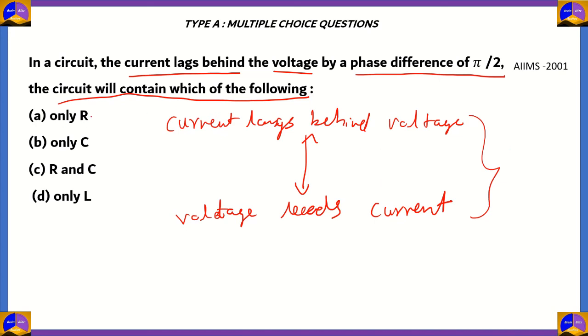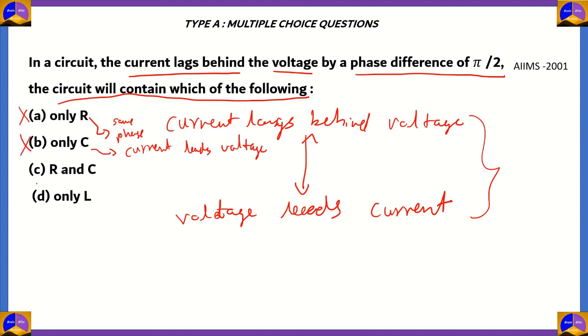In option A, only R, when we have a circuit with only resistance, then voltage and current are in the same phase. So option A is incorrect. What about option B, only capacitors? When we have an AC circuit with only a capacitor, then the scenario will be the exact opposite. In this case, the current leads the voltage. That means the voltage lags behind the current by a phase difference of pi by 2. So option B is incorrect.